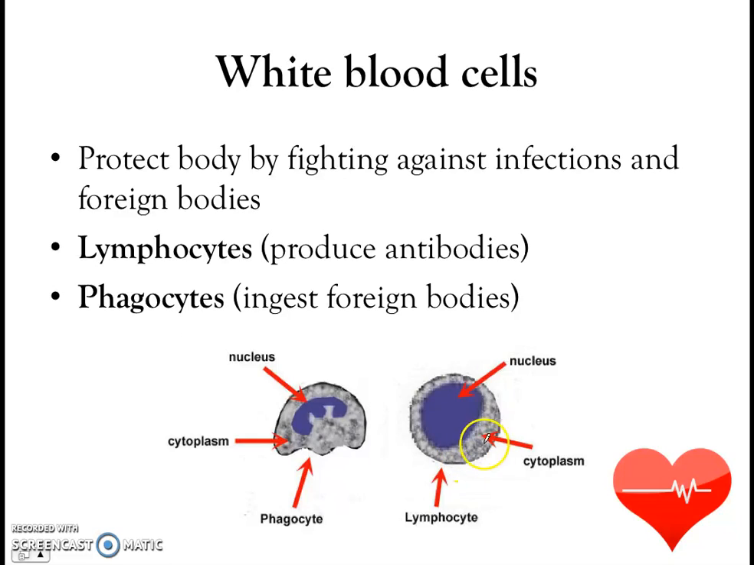Okay, so you can recognize them in this way. Usually lymphocytes are more round in shape. The nucleus is a lot larger and roundish. And of course, in phagocytes, the nucleus is more lobed. Right, it's lobed in shape, and it's more irregular in shape.